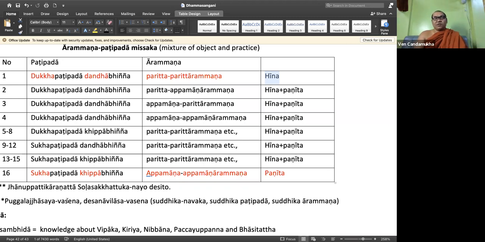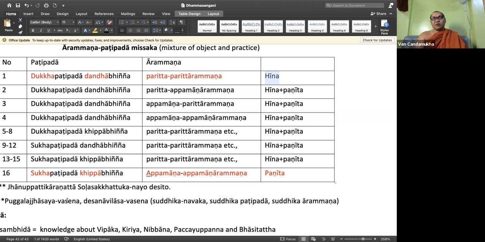Without practice, one cannot attain a jhana. So if someone comes and says, oh, I attained the first jhana, second jhana, and so on, he should surely have a practice. Otherwise, without practice, he cannot attain. And that is the patipada. And then without an object, in his pursuit of the attainment of a jhana, arammana is also compulsory. The object is also compulsory.